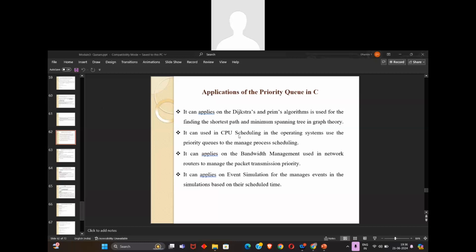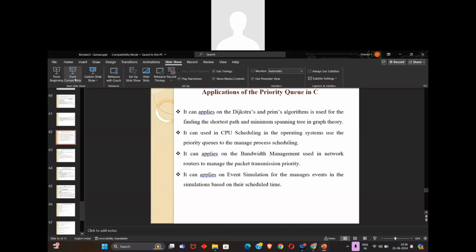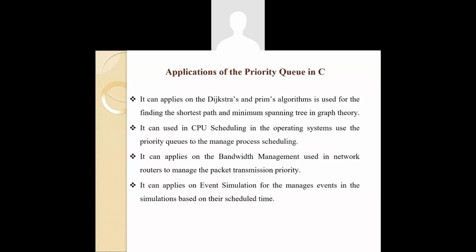See where we are using the application of the priority queue. It is used in Dijkstra's and Prim's algorithms, which we studied in the last chapter of the module. Those algorithms are used for finding the shortest path and the minimum spanning tree, and for the construction of the graph you are using the priority queue.